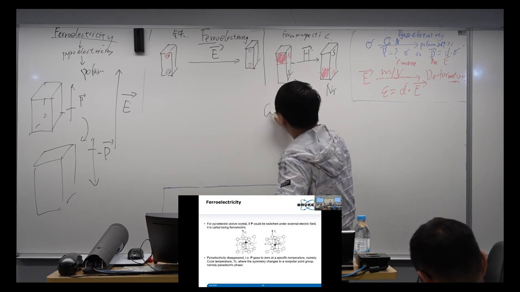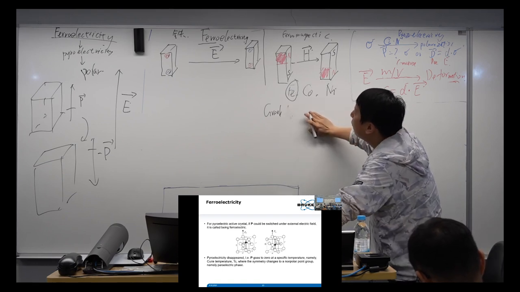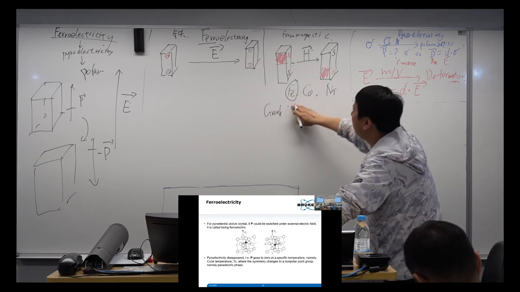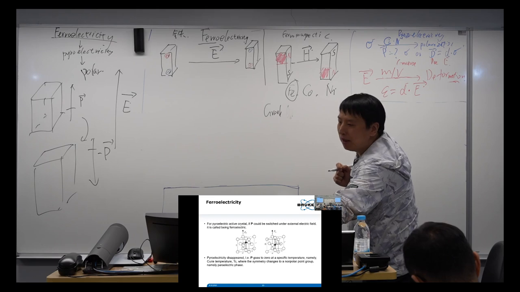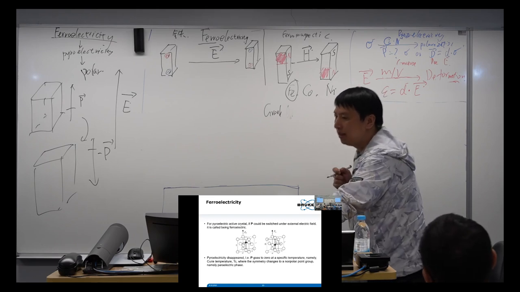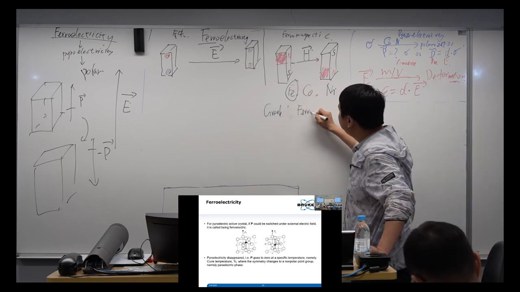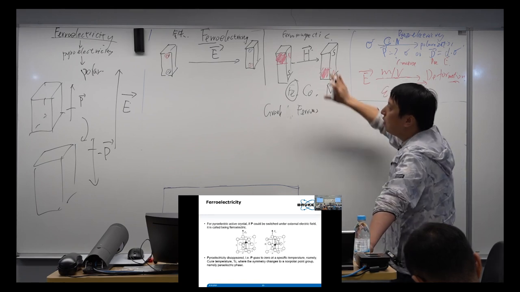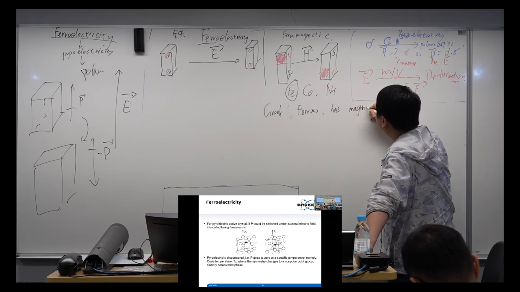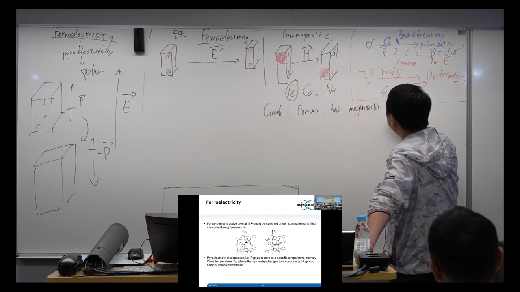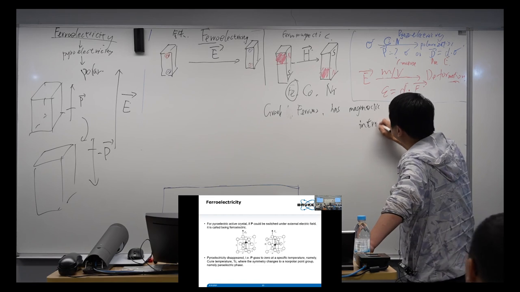But in old Greece, they also found ferric, cobalt, and nickel. They also found these ferromagnetic materials. And in their language, they call this metal ferro. It means these materials have magnetic property intrinsically.